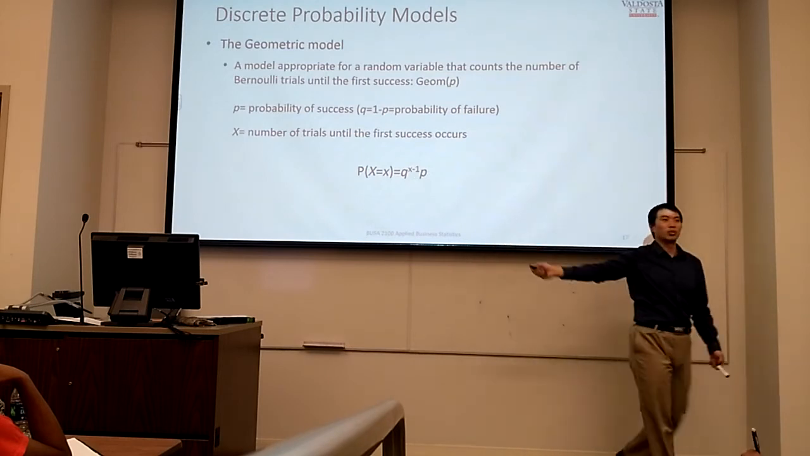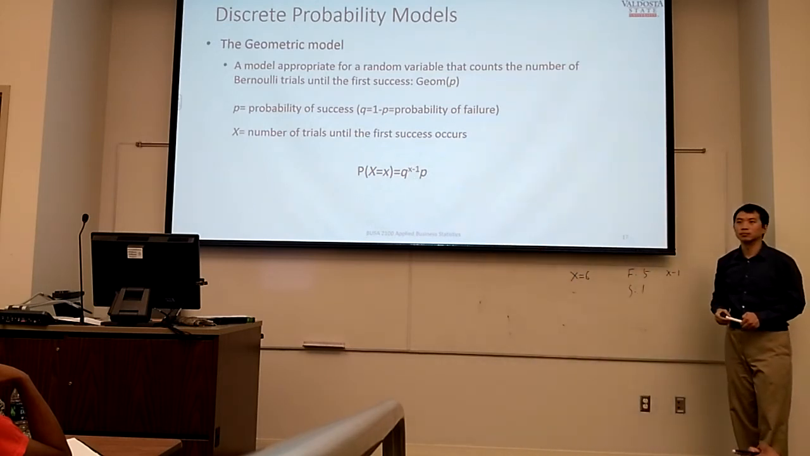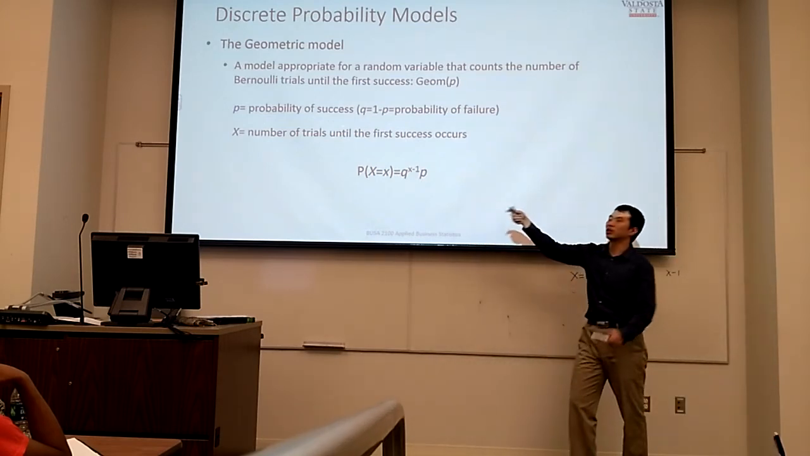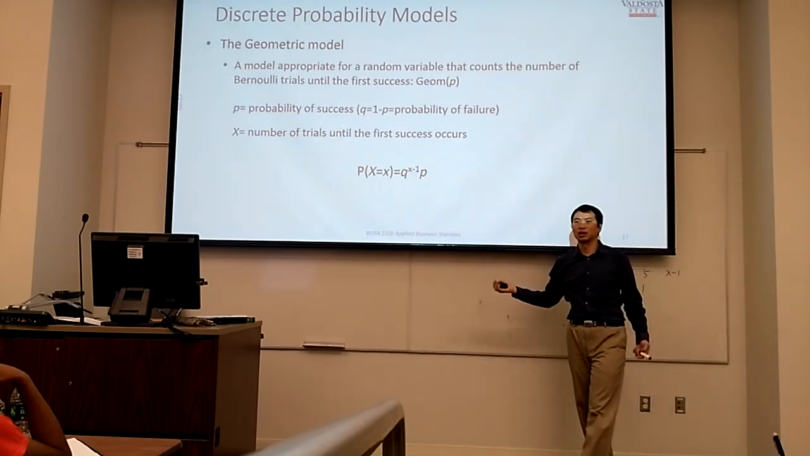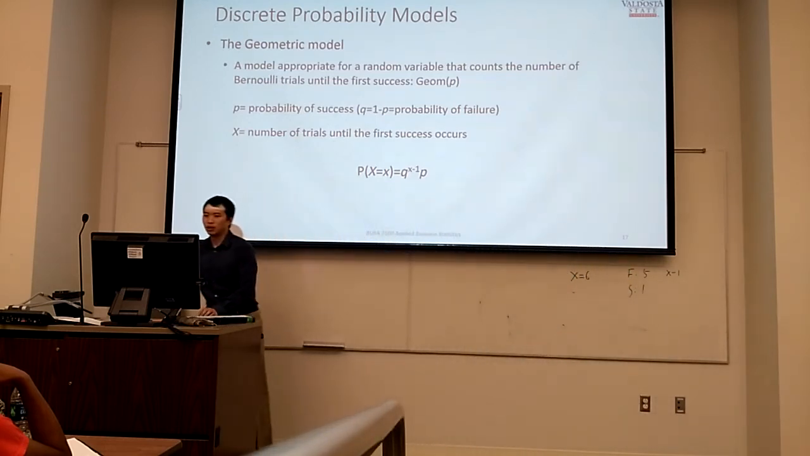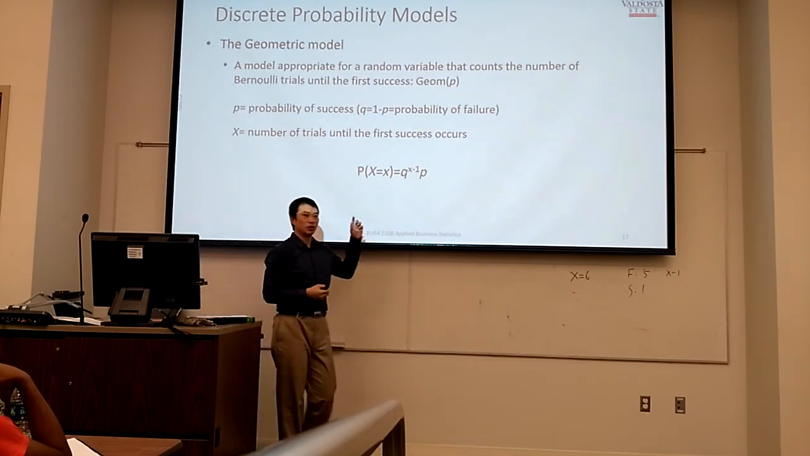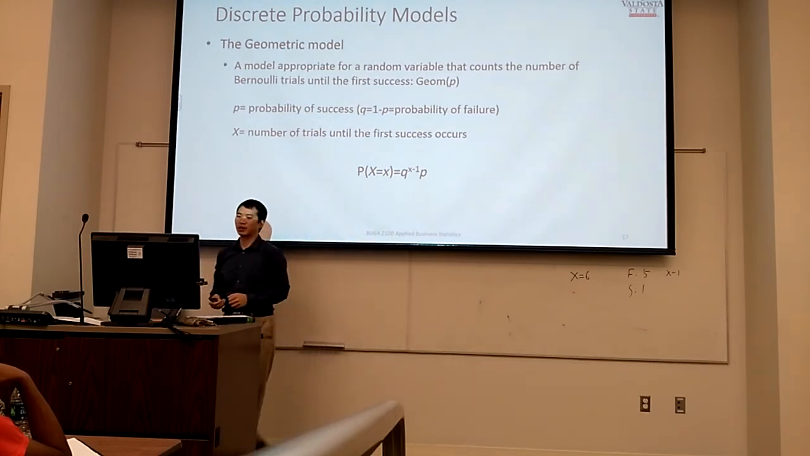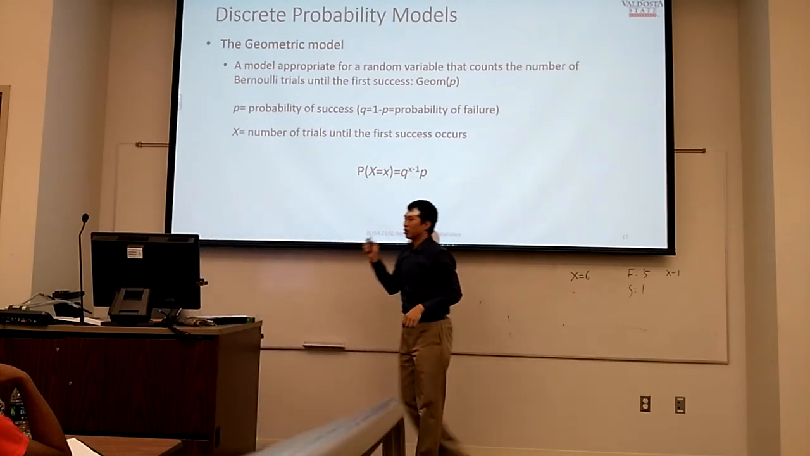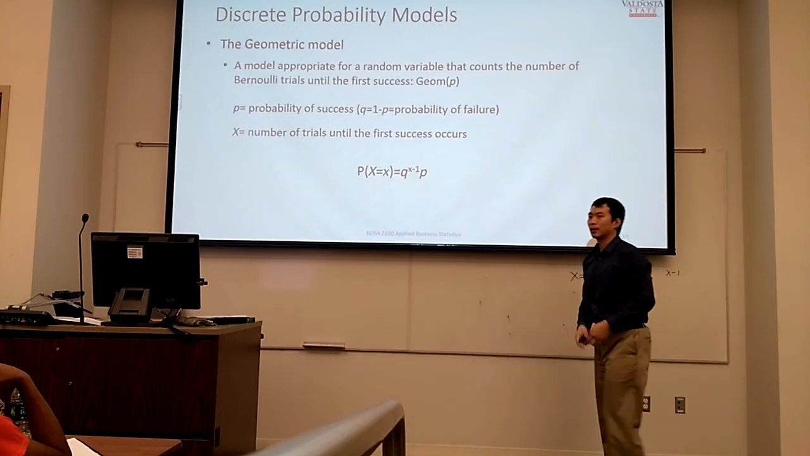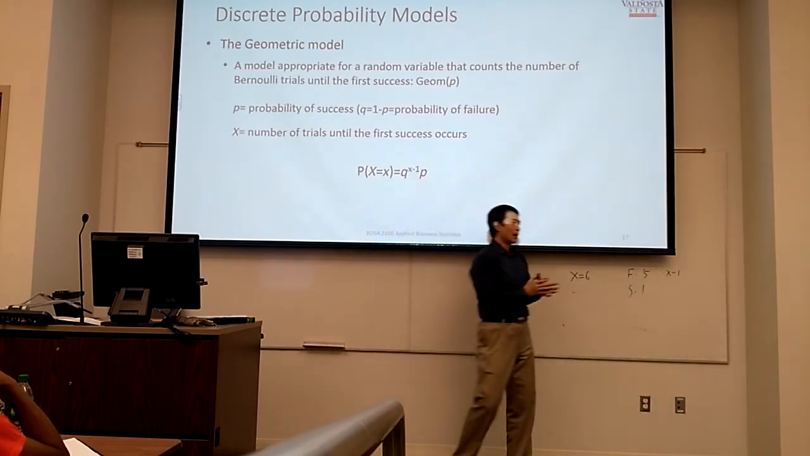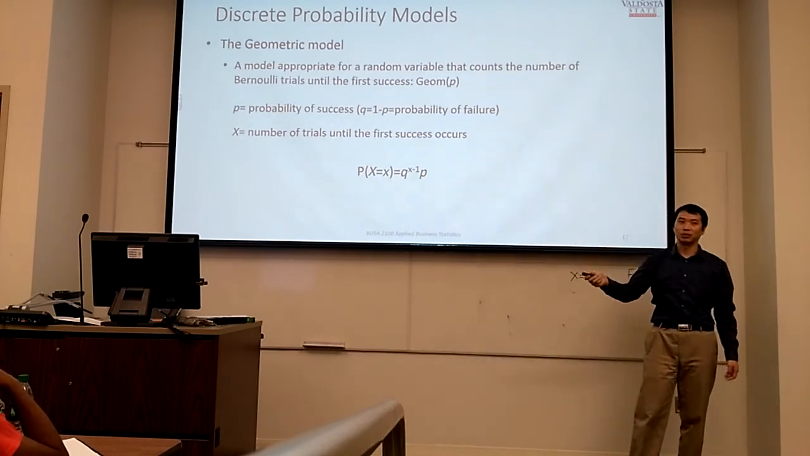So any questions on this model? Here what we need to know is the definition of the geometric probability model. It describes a random variable that counts the number of trials until you see the first success. And X here is the total number of trials. So this is one type of model. That's the definition from the textbook.